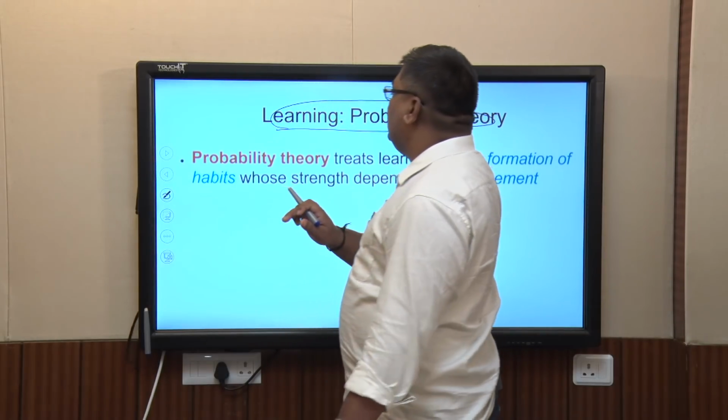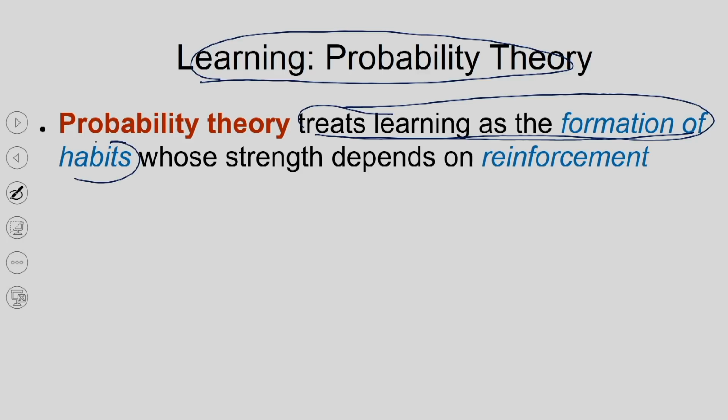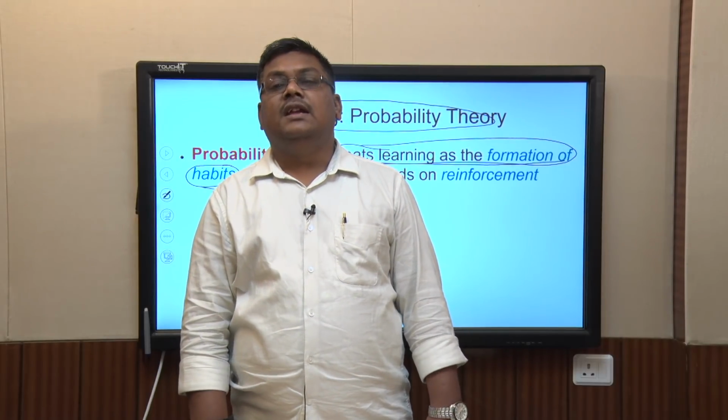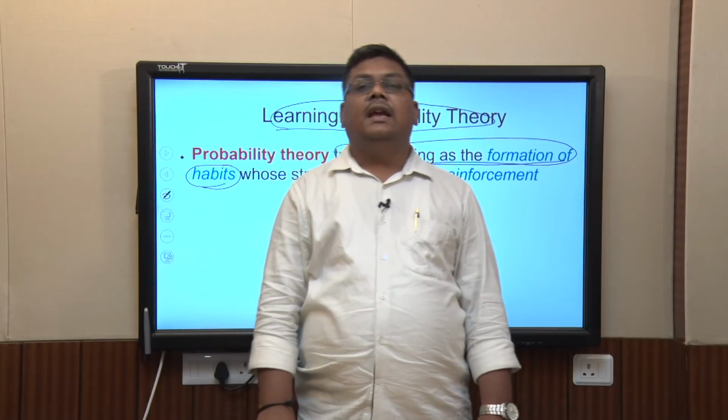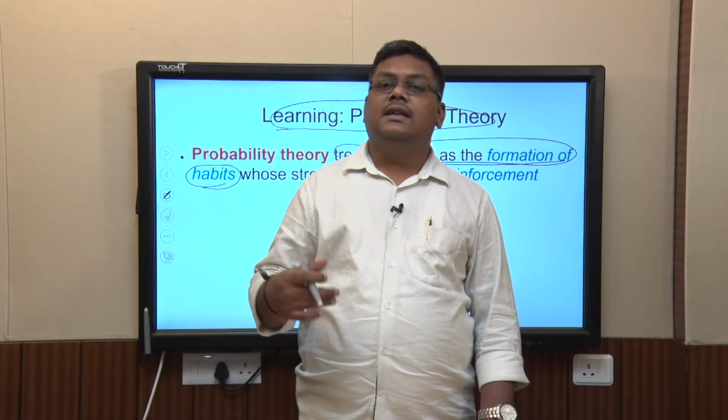So, the first kind of learning is called probabilistic learning, or the probability learning theory. And what does it say? It treats learning as the formation of habits. So, when a consumer uses a particular product and gets benefited out of it, gets positive satisfaction out of it, he develops brand loyalty, and the habit of using that product is strengthened.